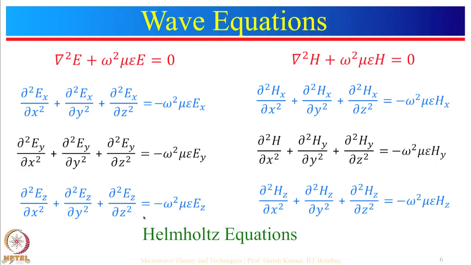So we will solve ∂²Ez/∂x² plus ∂²Ez/∂y² plus ∂²Ez/∂z² is equal to minus ω square με Ez. We will solve this equation and we can get Ez. Similarly, if we solve the equation for the magnetic field, then we can get the magnetic field in the z direction. Now let's see how these longitudinal fields are derived using these wave equations in the parallel plane waveguide.